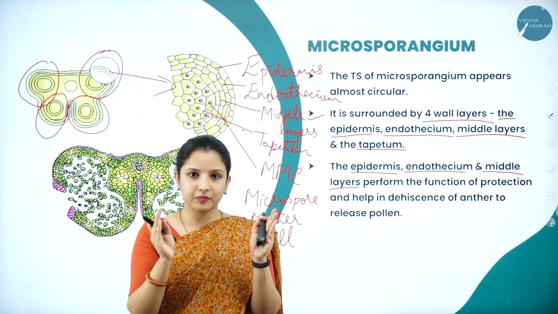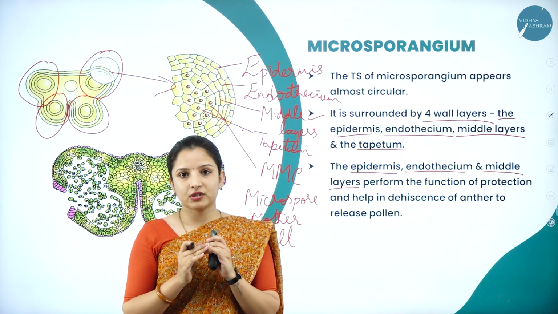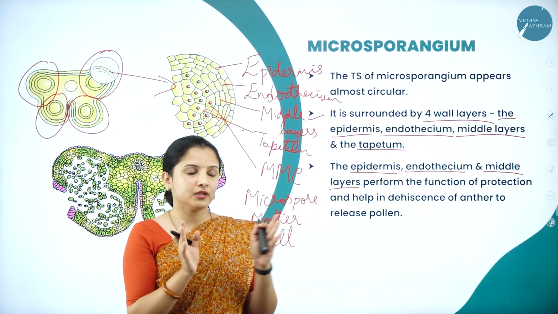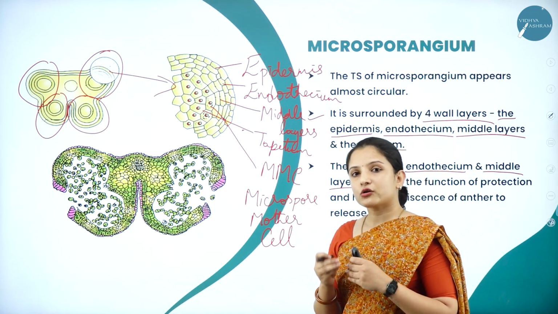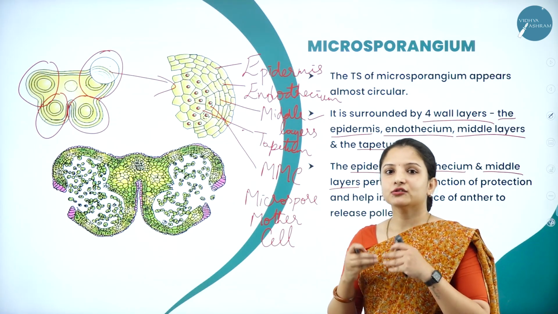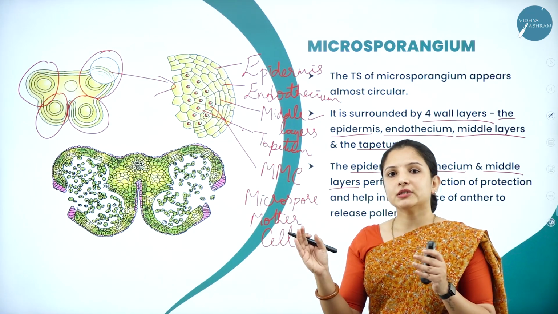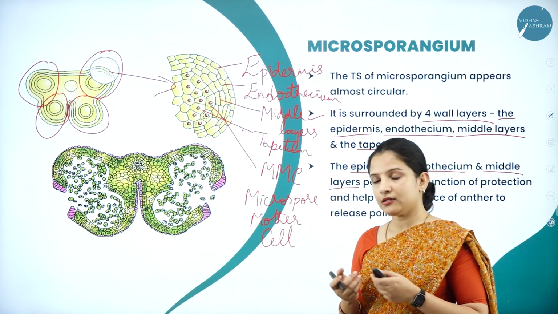So, if they have to split open, then the middle layers, the epidermis and the endothecium, they have to break open. So, the epidermis, the endothecium and the middle layer, they not only protect the anther, but they also help in dehiscence of the anther so that the pollen grains can come out and the further fertilization events can occur.